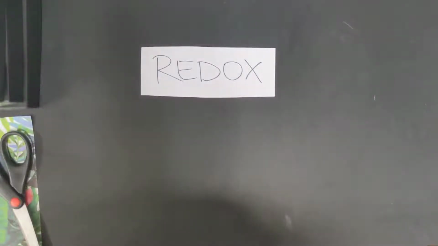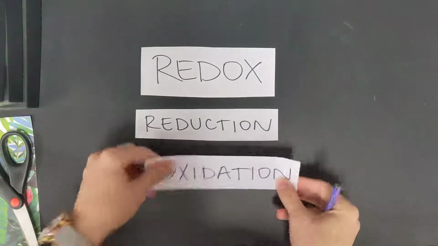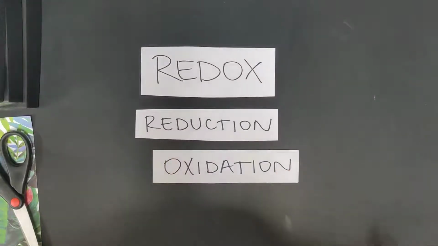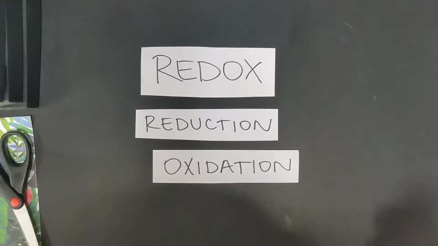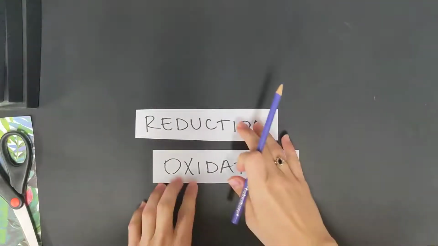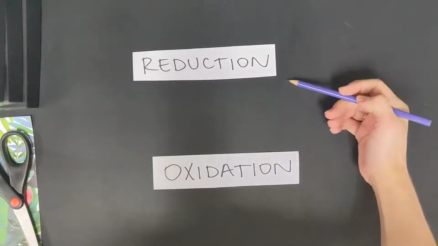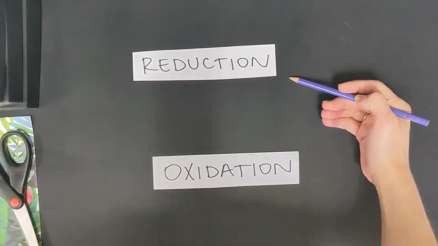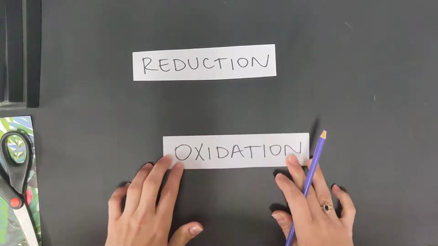Today we're going to be looking at redox reactions, and a redox reaction stands for a reduction oxidation reaction. So it's a combination of these two words, reduction, oxidation. But what is a redox reaction? What are reduction and oxidation? Well, reduction involves gaining electrons, whereas oxidation involves losing electrons.